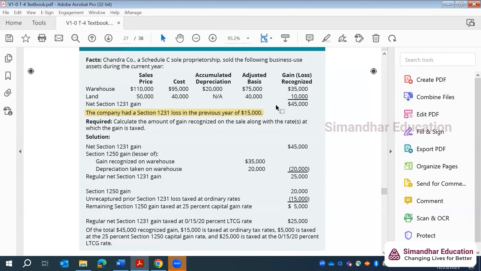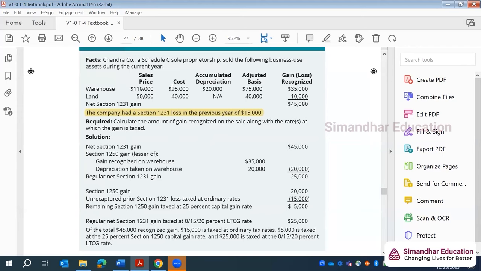So what's the first step? The first step is to consider all the gain as Section 1231. So if I simply change the warehouse sale price to $85,000, my gain here will be 10,000 for the warehouse and 10,000 for the land. So my total gain will be $20,000. The next step is, because I have an overall net gain, I will now recharacterize certain gain as Section 1250, right? So how much will be my Section 1250 gain?